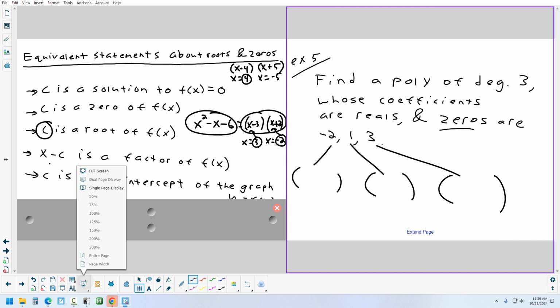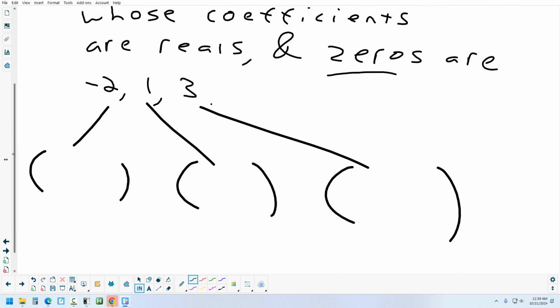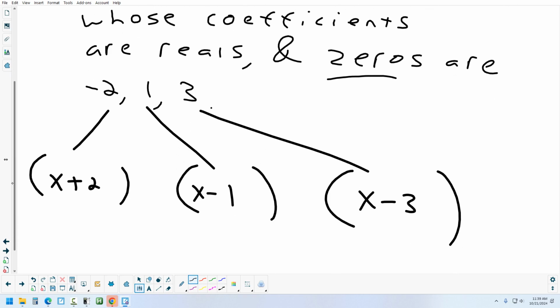If -2 is a root, what would be the factor that it came from? X plus 2. How about if 1 is a root? X minus 1. And if 3 is a root? X minus 3. Now, they said to find a polynomial of degree 3. That's not degree 3, that's factored. They want you to multiply all that out.